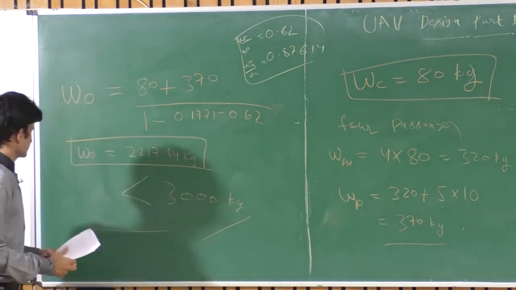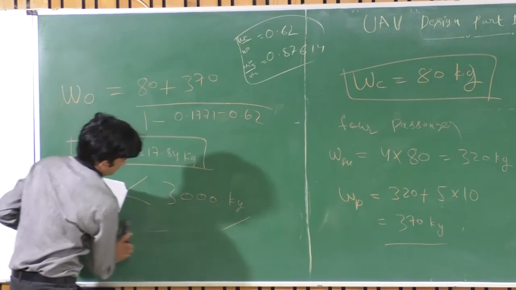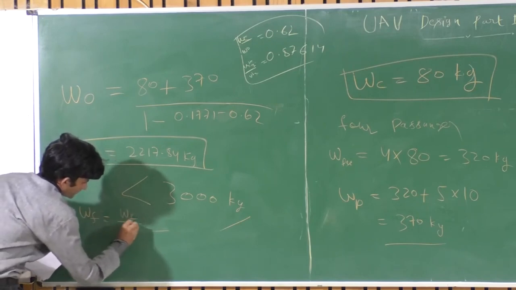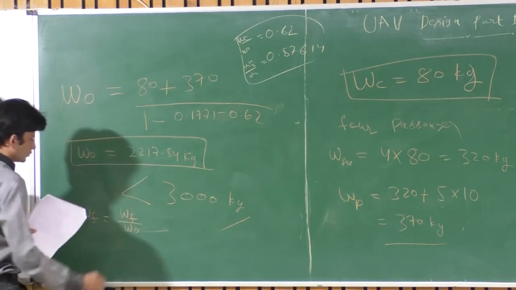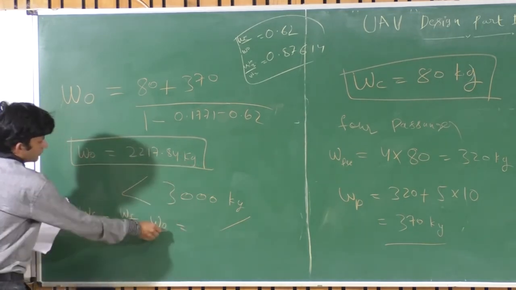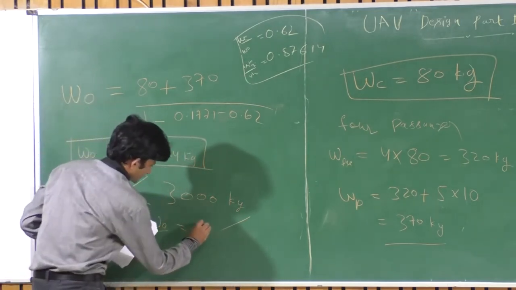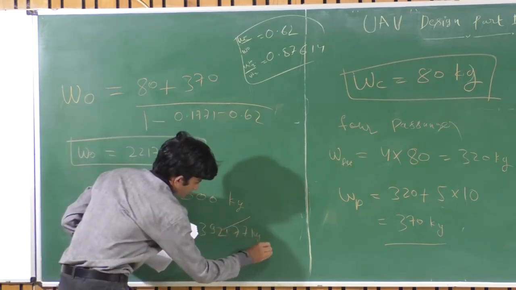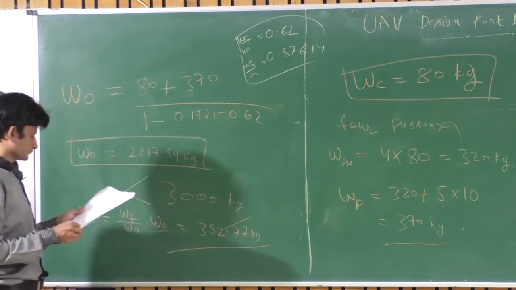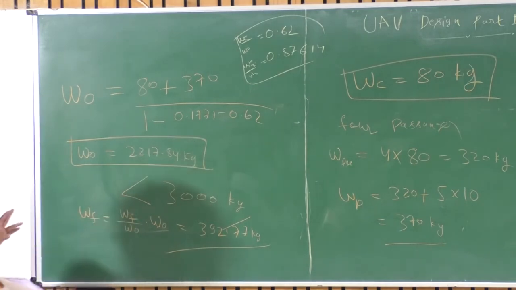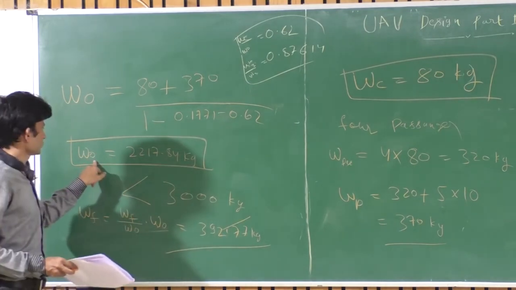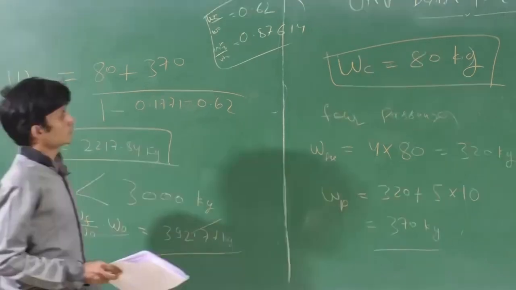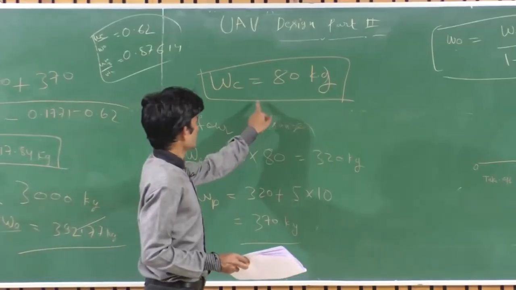So now you have W naught, right? Additionally, you can find out the WF also, how much amount of fuel is required in order to complete this mission. So WF by W naught into W naught, this fraction you know, W naught you know. If you put this value, you will get 392.77 kg. Okay. So your weight is estimated, remember that W naught is 2217.84 kg.